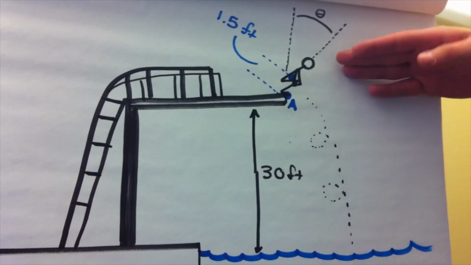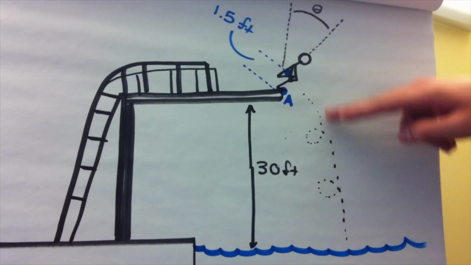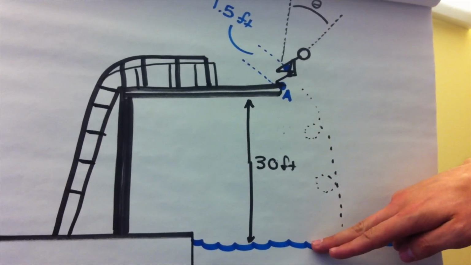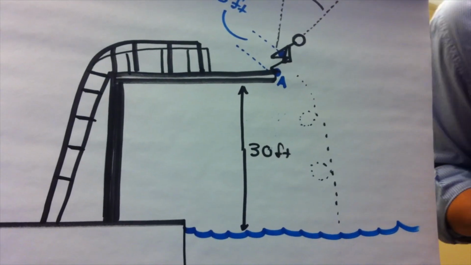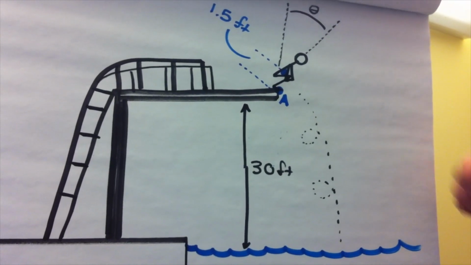So back to our initial problem. Our man is rotating about point A, falling 30 feet. It's going to take a little over 1 second for him to fall 30 feet. How many rotations does he make? He's going to be making just under one full revolution, 0.934 revolutions.